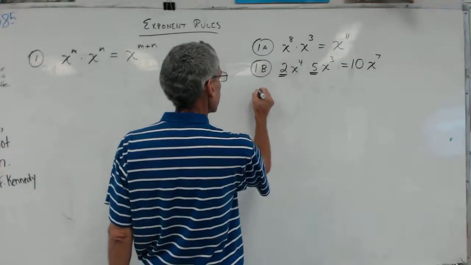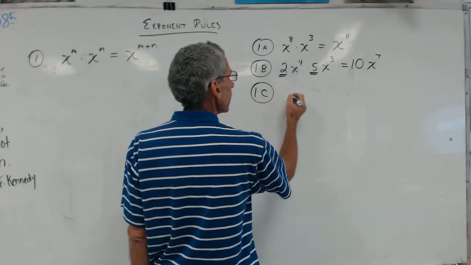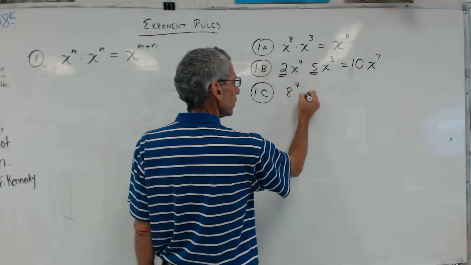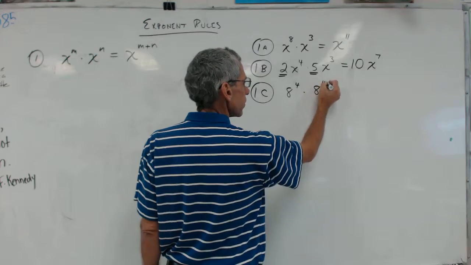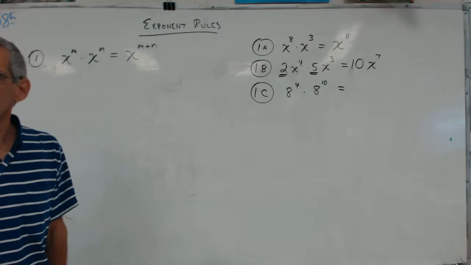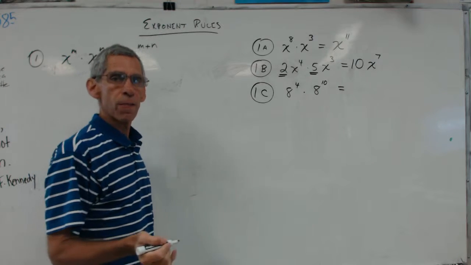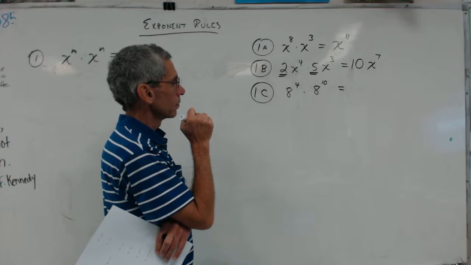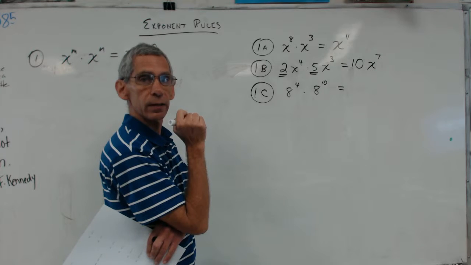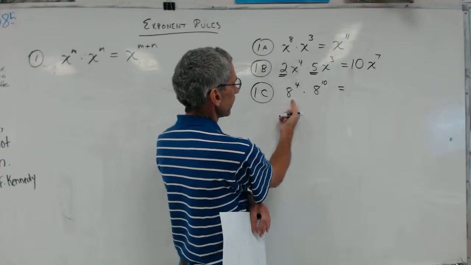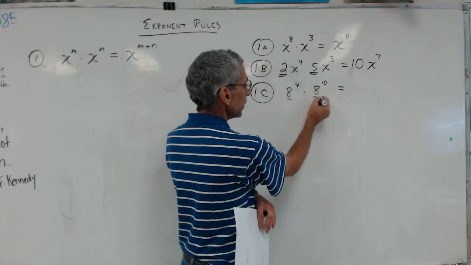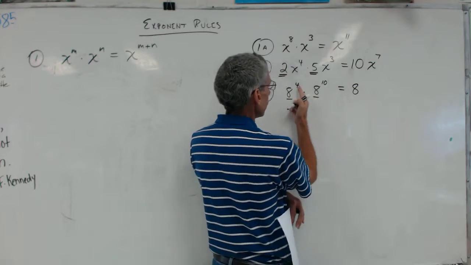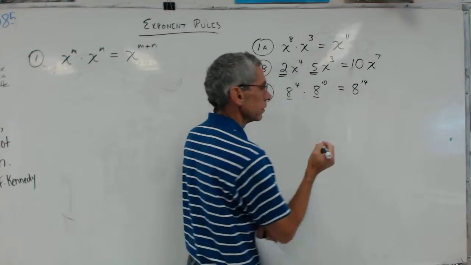Okay, one other example, well, maybe two examples. Now if I use numbers, 8 to the 4th times 8 to the 10th, what's my base? Luca, what's my base? The base is the thing that's down below. It's 8, right? So they're the same bases, so my answer is going to be that same base, right? And then I do the 4 plus 10 is 14, right?